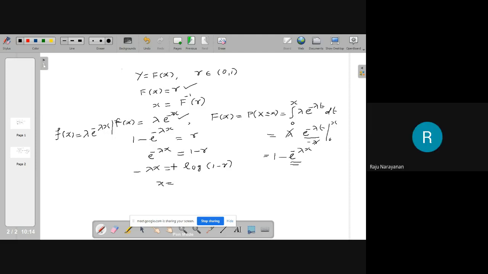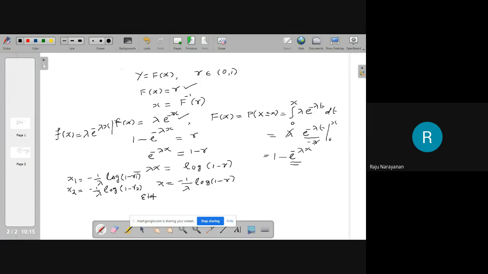X is equal to minus 1 by lambda logarithm of 1 minus r. Suppose the first random number is r1, then you will get x1 is equal to minus 1 by lambda logarithm of 1 minus r1. Second random number you take, let it be r2. Then the second random number from the exponential distribution is minus 1 by lambda logarithm of 1 minus r2, etc. So this is a technique to generate.